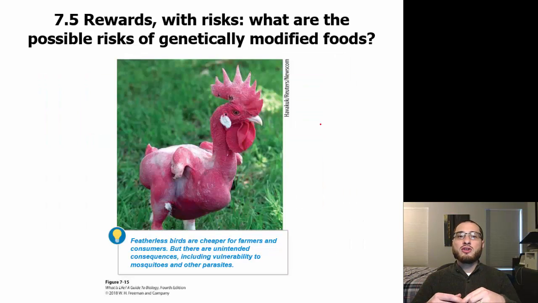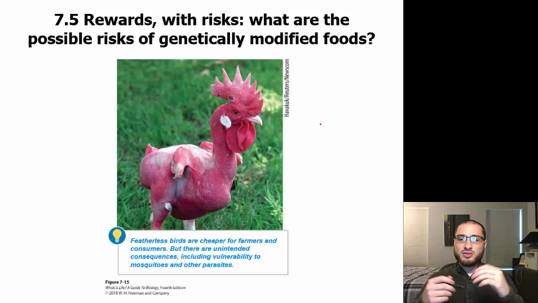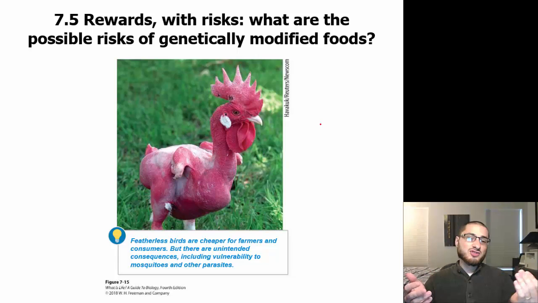Rewards with risks. What are the possible risks of genetically modified foods? Well, featherless birds are cheaper for farmers and consumers, but there are unintended consequences, including vulnerability to mosquitoes and other parasites. So that is an issue. People argue that, well, if we have these herbicide resistant plants, we're spraying them with all these herbicides, the plants aren't dying, but then maybe aren't we ingesting those herbicides, and that is an issue.